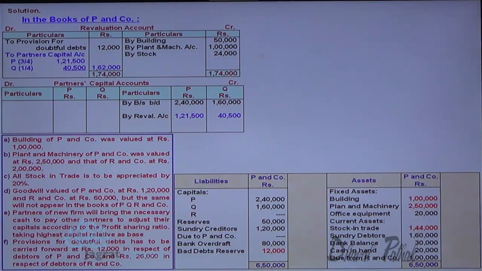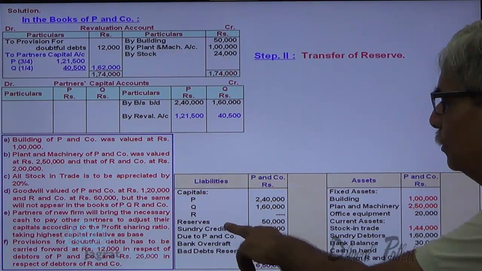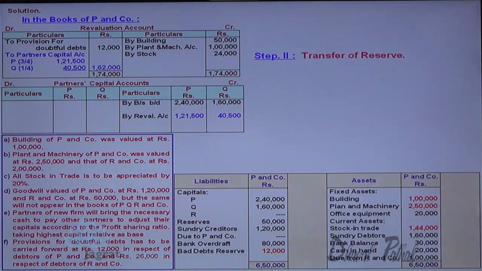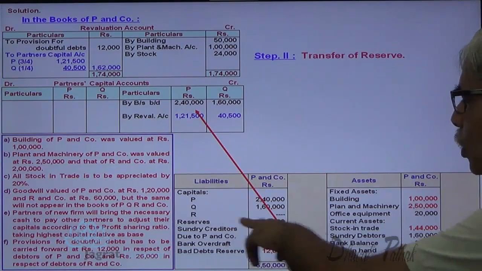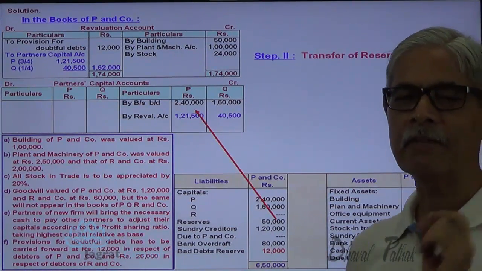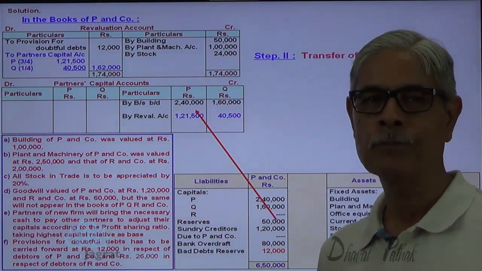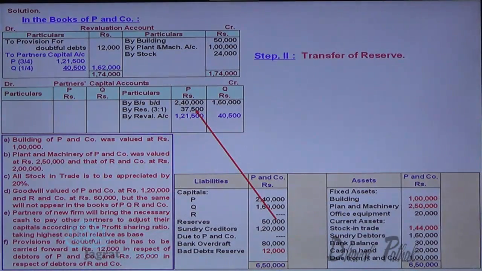Next step, consider the reserves. Transfer to reserves. Here reserve is 50,000. So 50,000 reserve that is required to be distributed in the ratio of 3:1. So 37,500 and 12,500 is the distribution of reserve. So reserve has become nil.